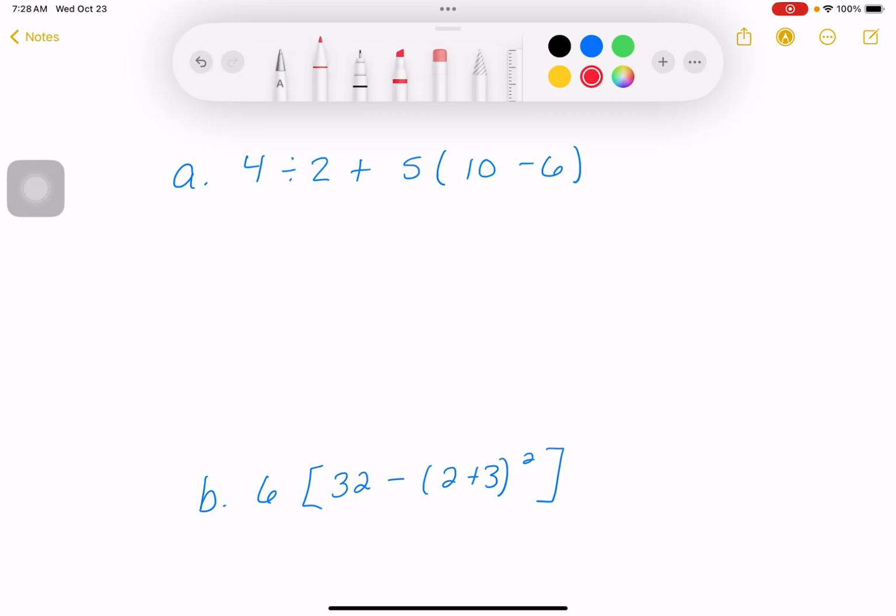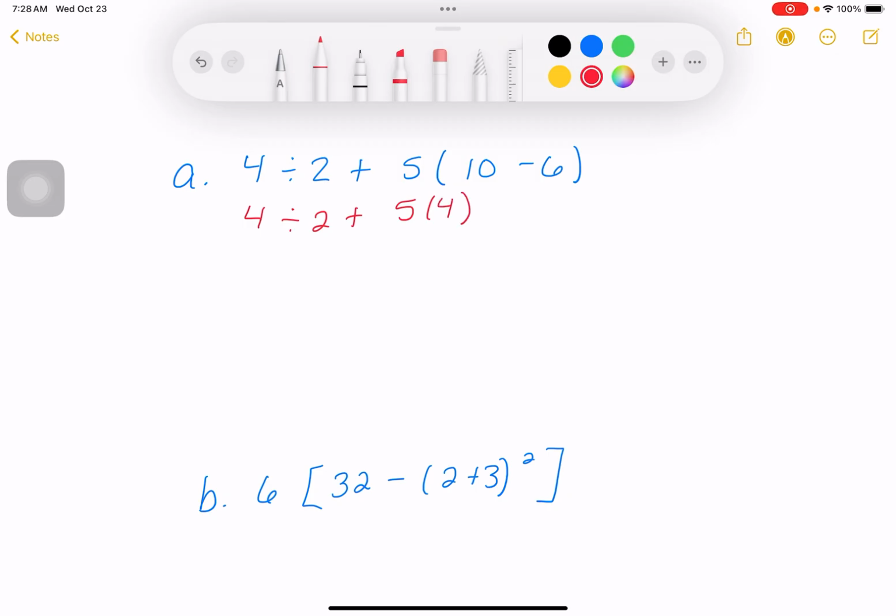Again, remember that you will always start with the most powerful operation and work your way down to the least powerful operation, unless you need to do some things out of order, and then you will use grouping symbols. So if I take a look at this first one here, I can see that I have some grouping symbols. So I'm going to start by solving what's in the grouping symbols first, and 10 minus 6 is 4.